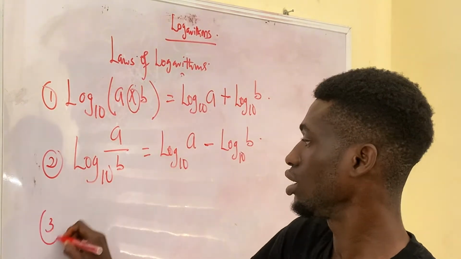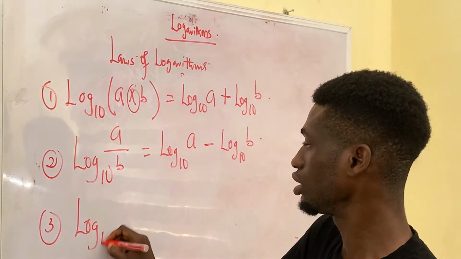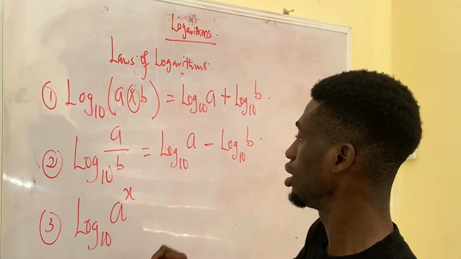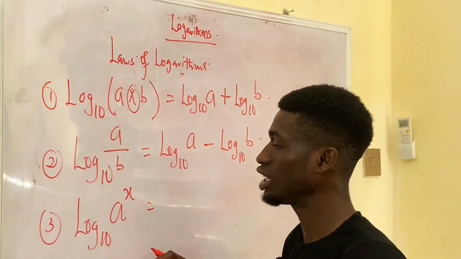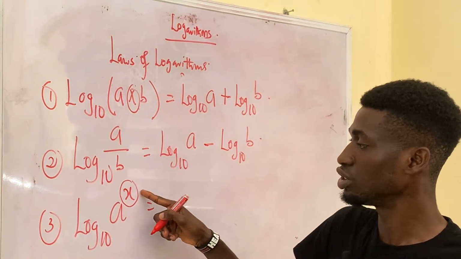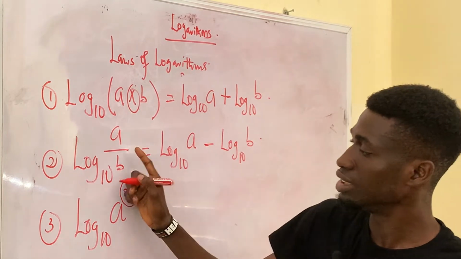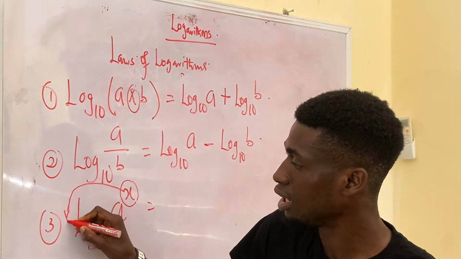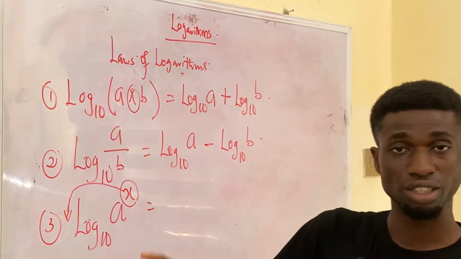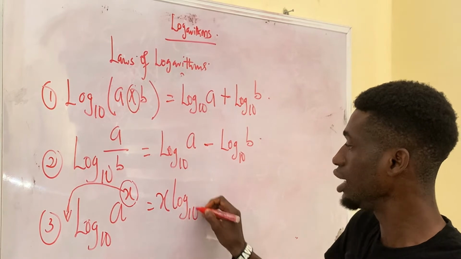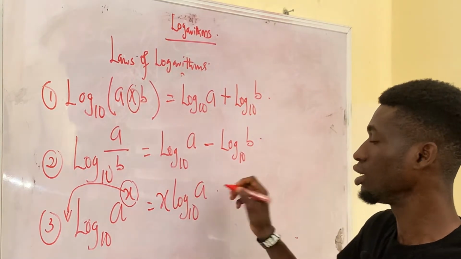Now, if you have log 10 of a raised to power x, in this aspect, once you see that your x is not functioning as a power, you can take it backwards to stand as a number. So in this case, we are going to have x log 10 of a.